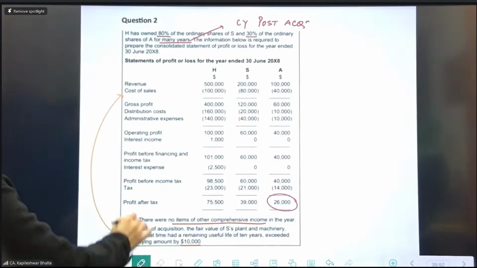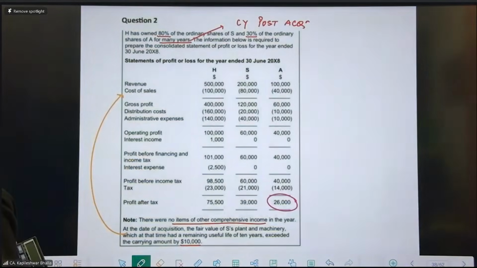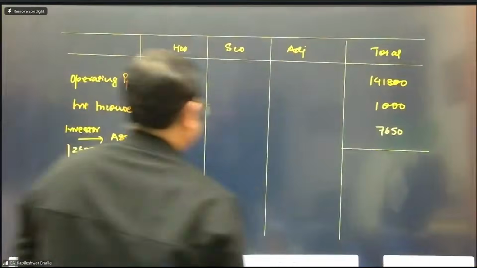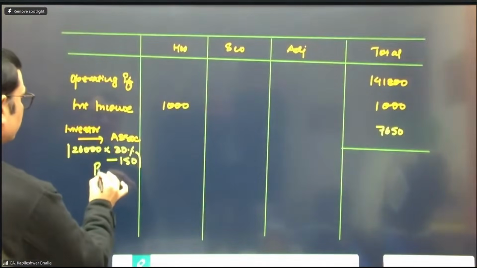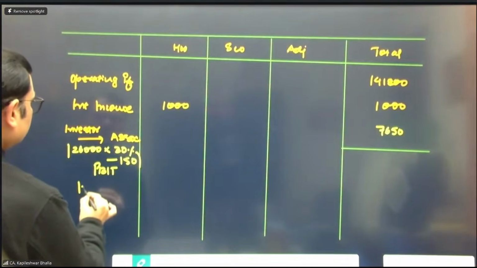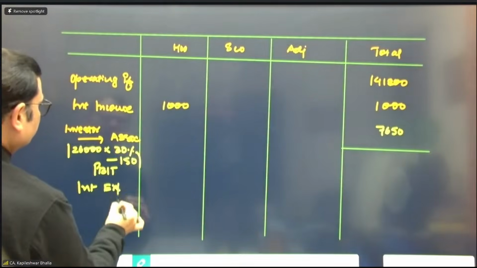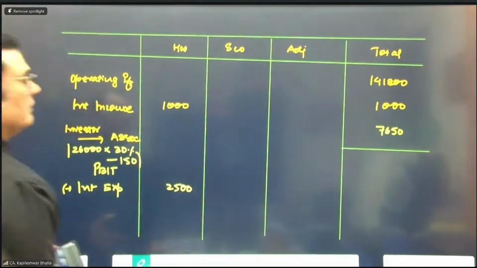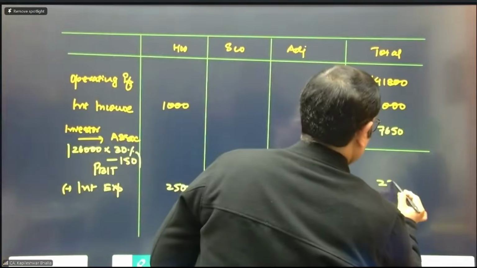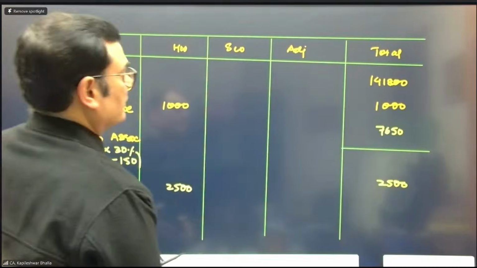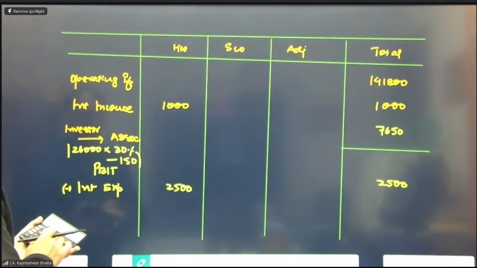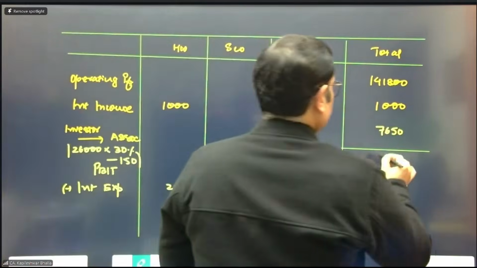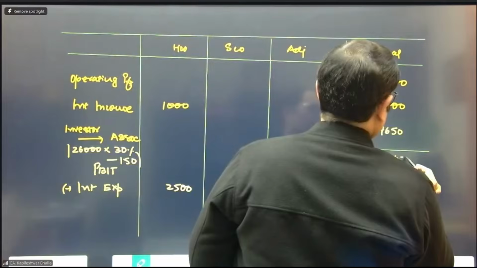So this is my PBIT. Let's get the PBIT and then the interest expense. Then there is interest expense, that's 2,500. So let's get the PBIT first and then reduce the 2,500. So 141,800 plus 1,000 plus 7,650 comes to 150,450.